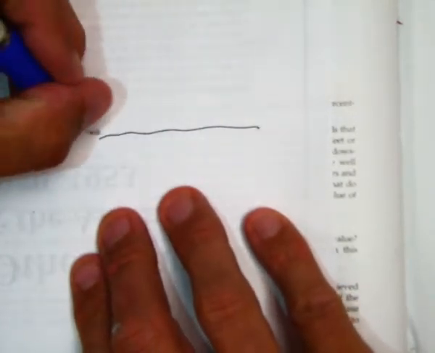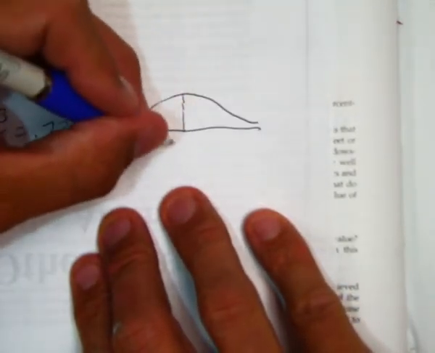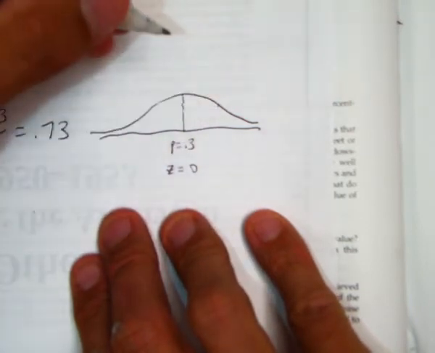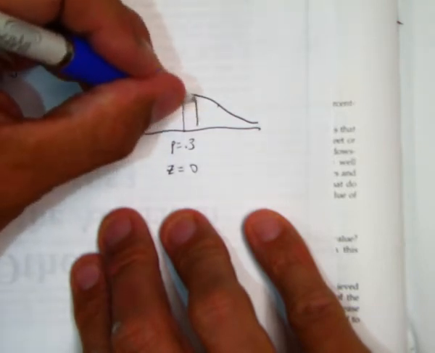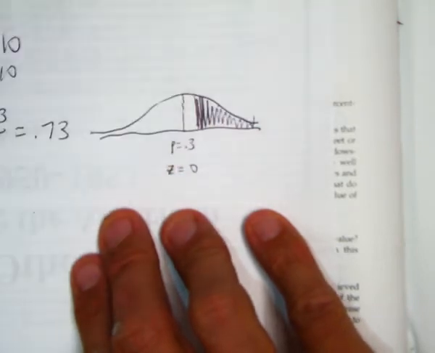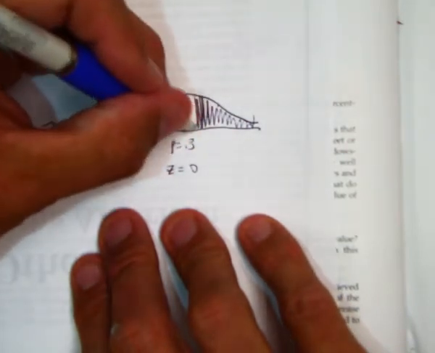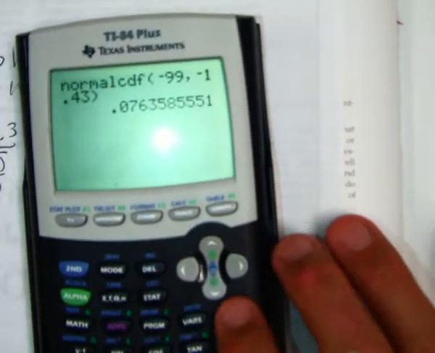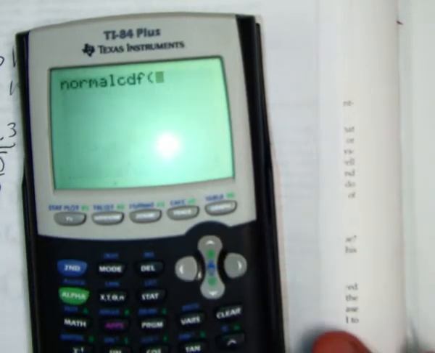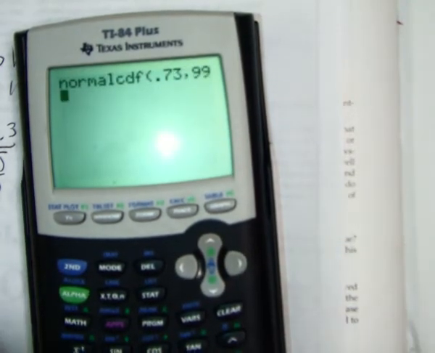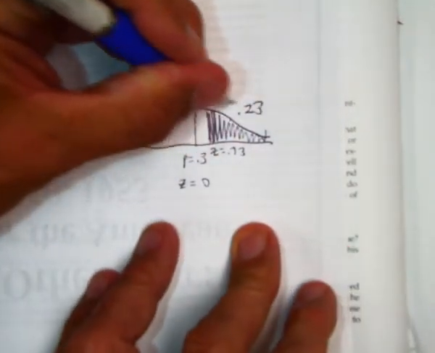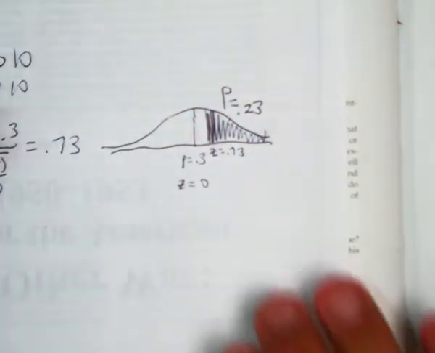So we're going to go, this is p equals 0.3, and that's a z-score of 0, and then a z of 0.73 is like right here. Okay, so this is z equals 0.73. So we got to figure out what that shaded area is. So we're going to say, okay, normalcdf from 0.73 to 99, and that's like 0.23. Okay, so that shaded region, that's our big P-value, and that's 0.23. Okay.